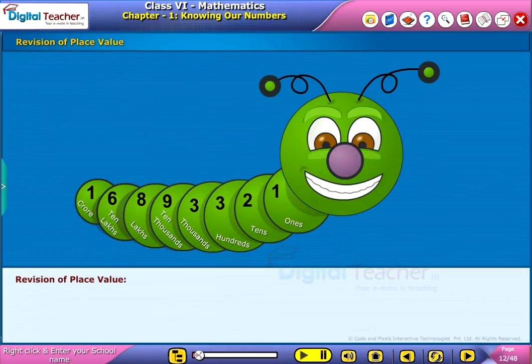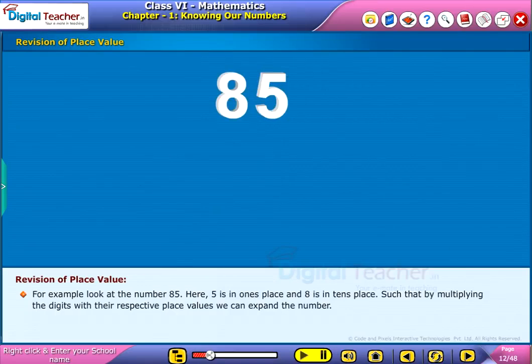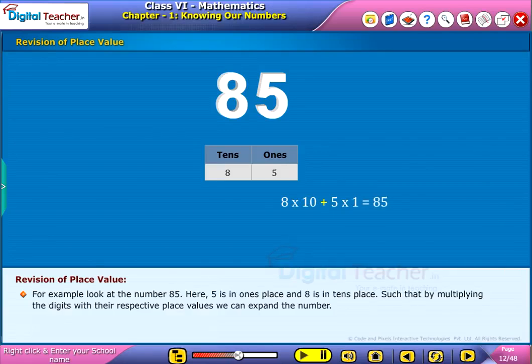Let us revise the concept of how to expand a number using place value. For example, look at the number 85. Here, 5 is in ones place and 8 is in tens place, such that by multiplying the digits with their respective place values, we can expand the number.